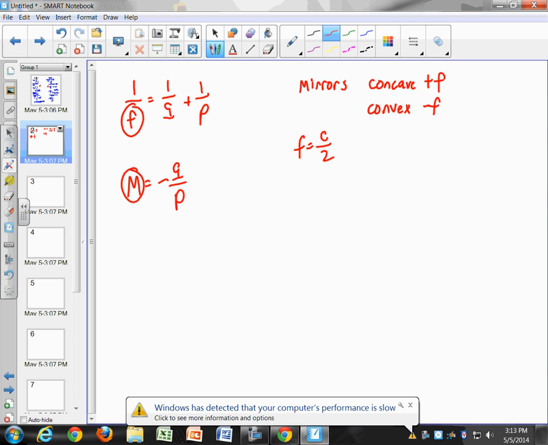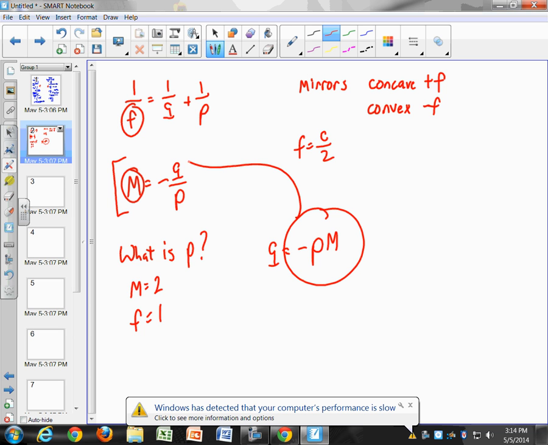In order to do that, let's say I wanted to know P. What is P? Then in order to find P, if I know the magnification, let's say the magnification is 2, and the focal length is 1, just to give some numbers. If I wanted to find P in this case, I would solve this equation for Q, and I would say Q is equal to negative P times M. And then I would plug this in up here, and I would solve that now.